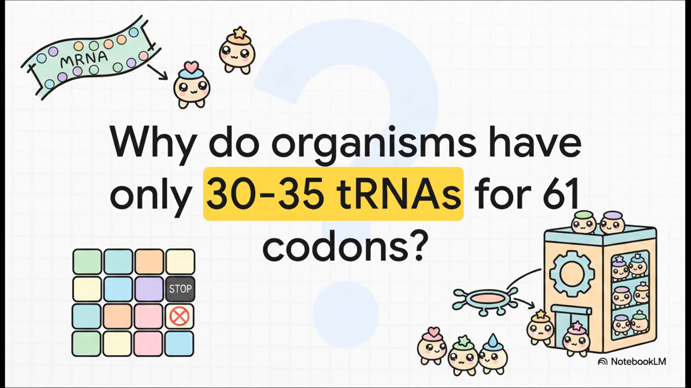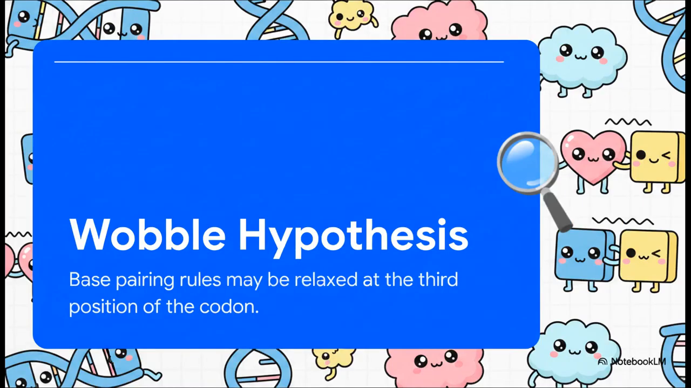Most organisms only have between 30 to 35 tRNA genes. That's a massive discrepancy. It means nature basically had to bend its own rules to make this factory run. So here is the brilliant workaround. Nature isn't perfectly rigid. Francis Crick proposed what's known as the wobble hypothesis. It explains that while the first 2 bases of the codon form those super strong, standard Watson-Crick base pairs with the anticodon, the rules at the 3rd position are, well, they're a bit more relaxed.